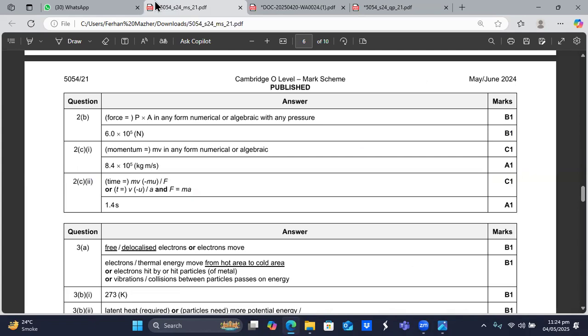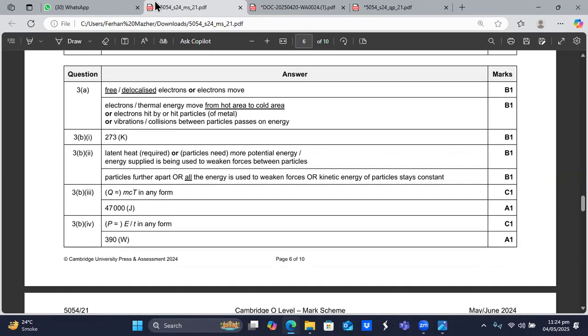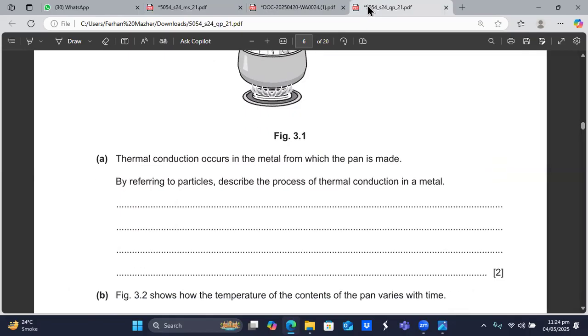So this is question number 2. Sorry, question number 3, part A. I hope you understand this. Okay, let's move to the next part.